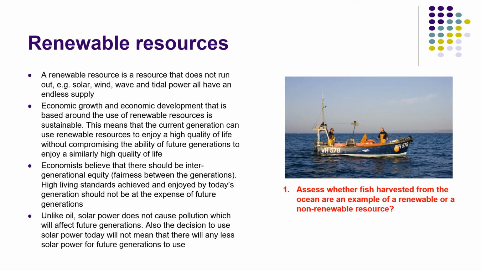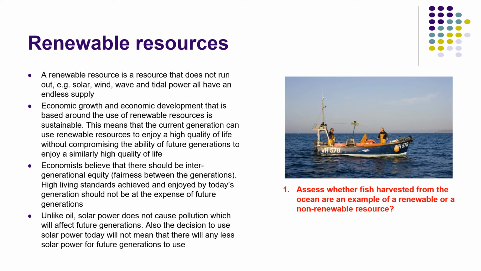So if there's overfishing, you could argue that fish are an example of a non-renewable resource. So if fish are caught and extracted from the sea at a faster rate than they're naturally replenished by mummy and daddy fish, then you could argue that fish are a non-renewable resource.